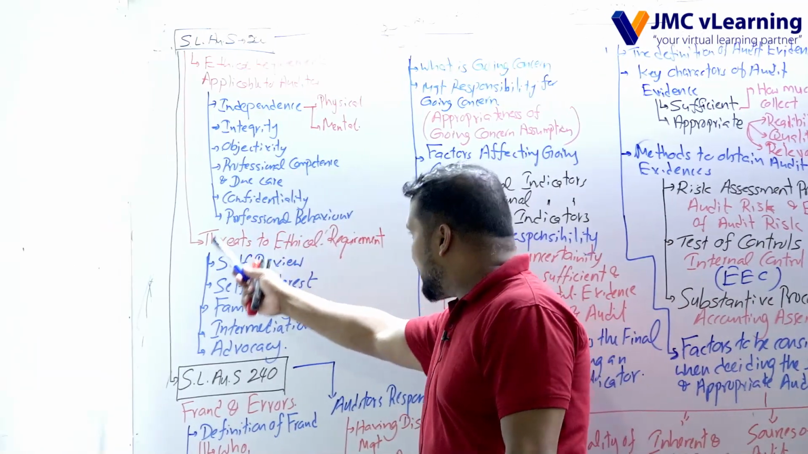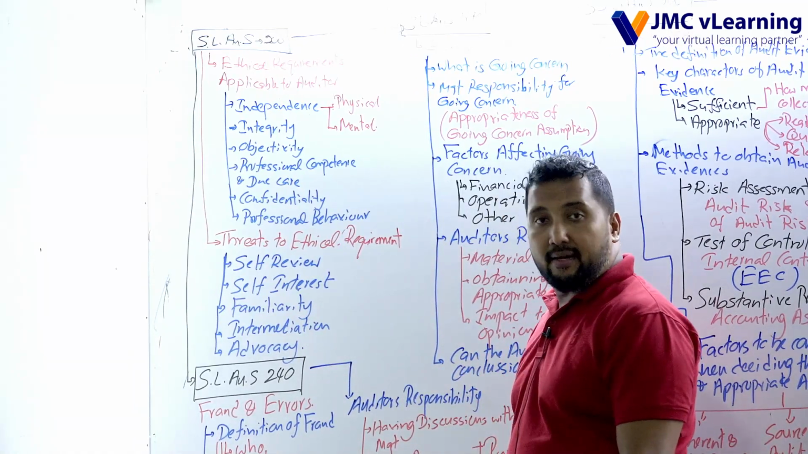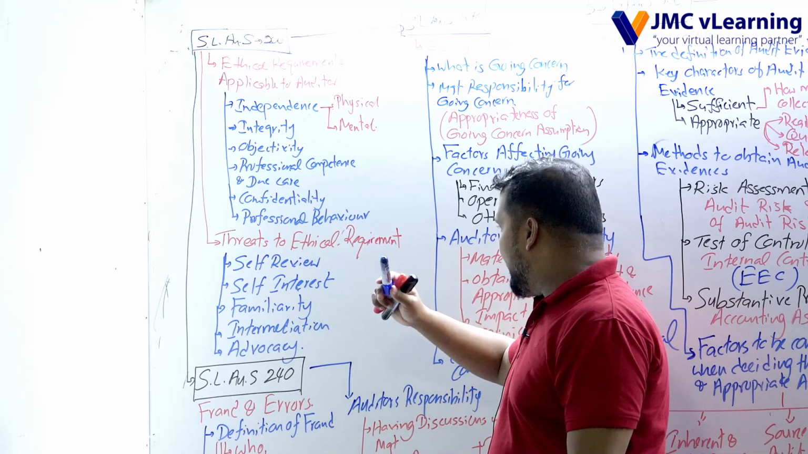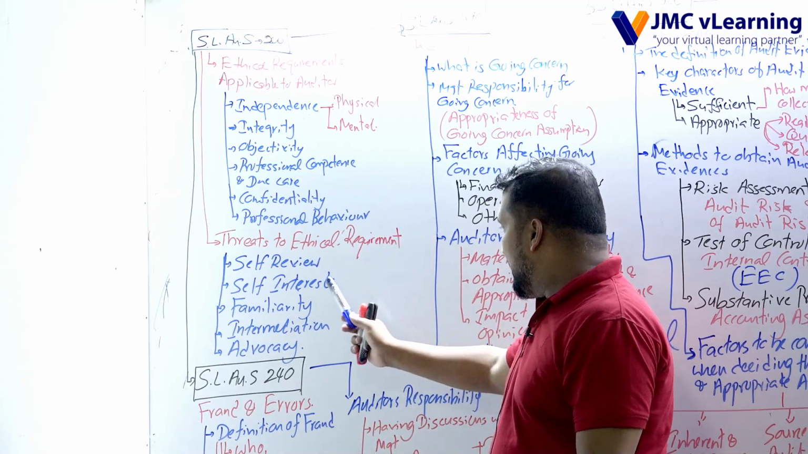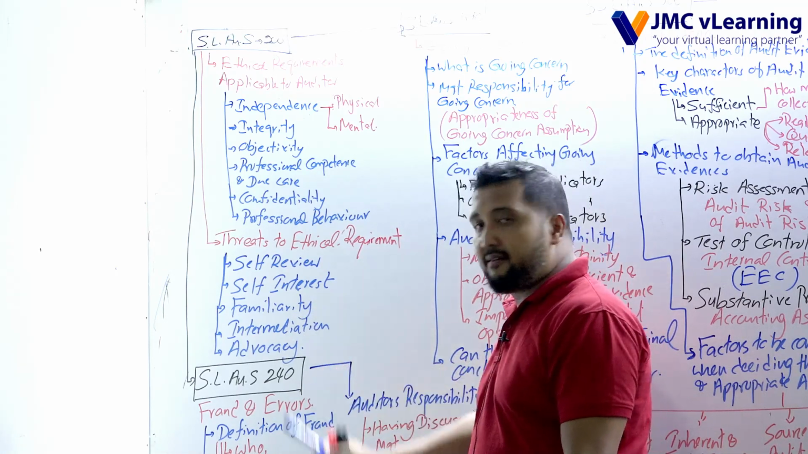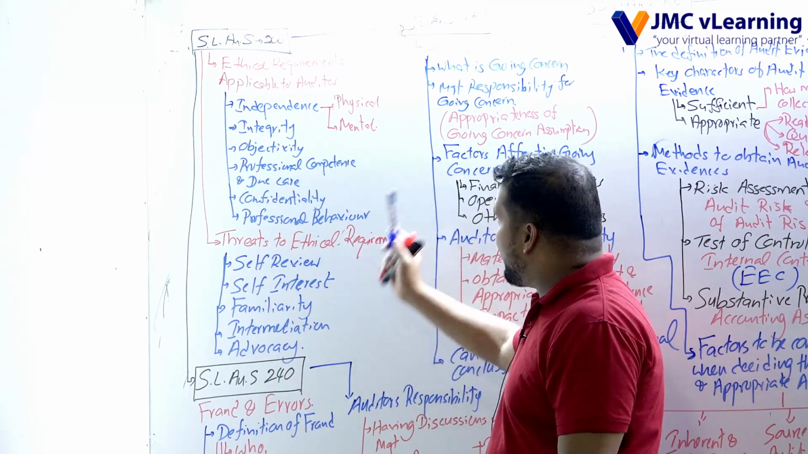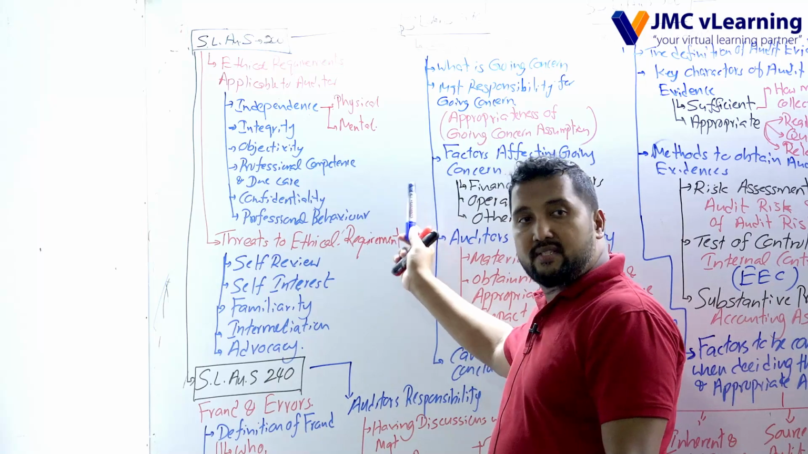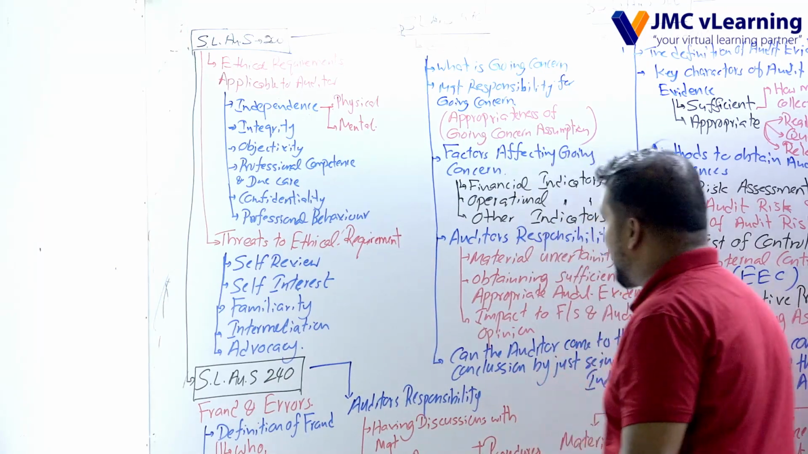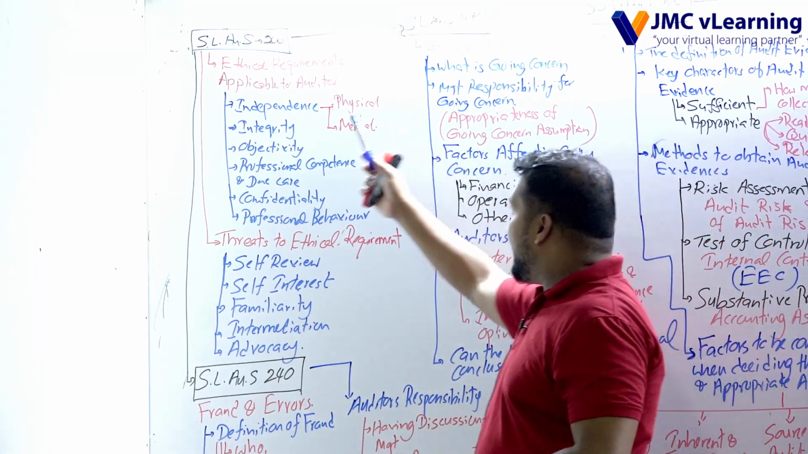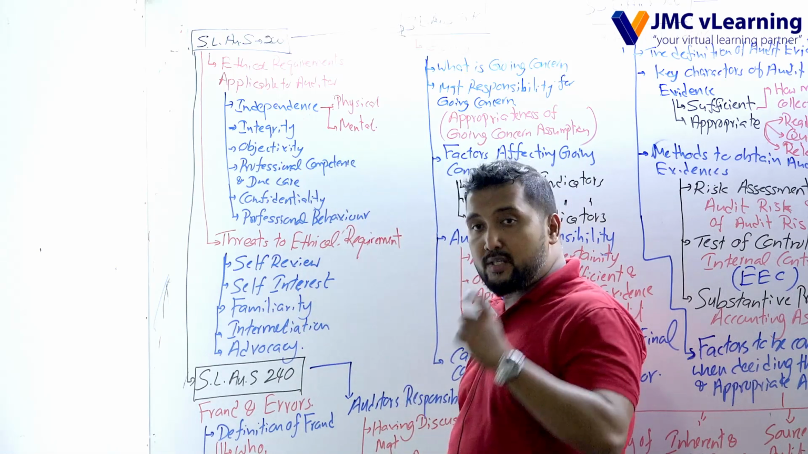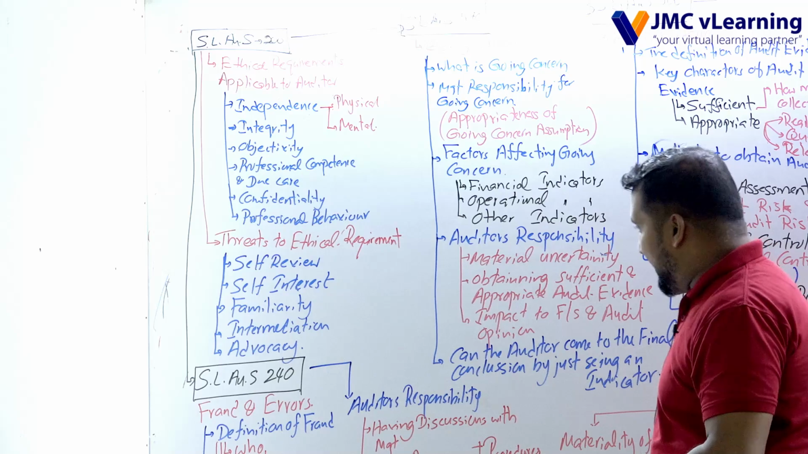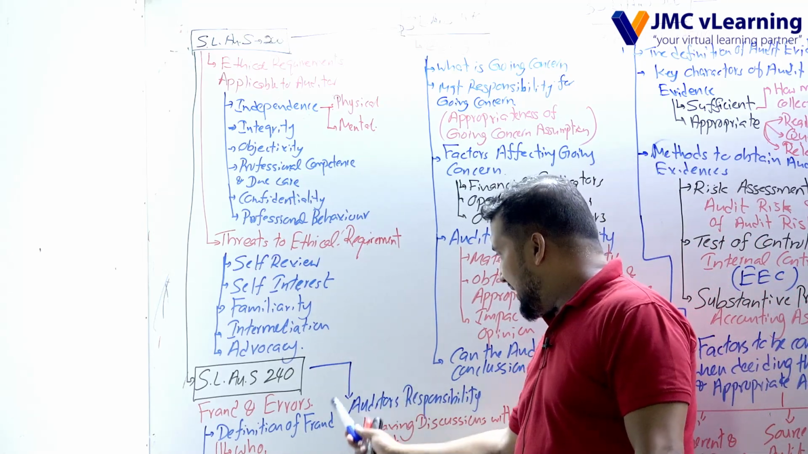Then we discuss about threats to ethical requirements. So when you are discussing about the threats, we discuss self-review threat, self-interest threat, familiarity threat, intimidation threat and advocacy. So those are the main elements which we have discussed under SLOS 200, plus those are the main areas which have been frequently tested at the exam as well. So I wanted all of you to concentrate on these elements when you are studying SLOS 200 plus the ethical requirements as well. Then moving on, we discuss SLOS 240, that is fraud and errors.